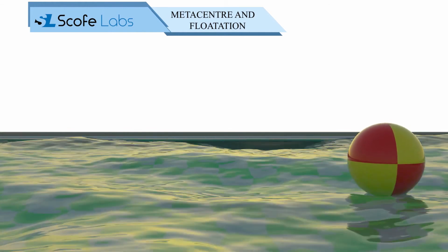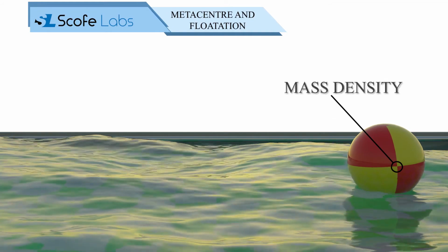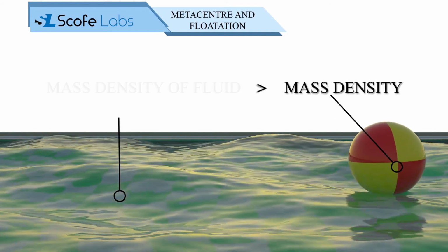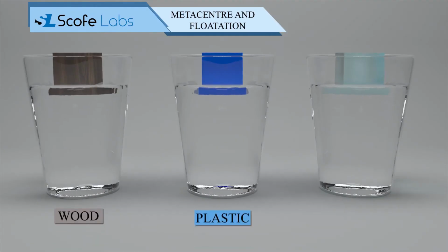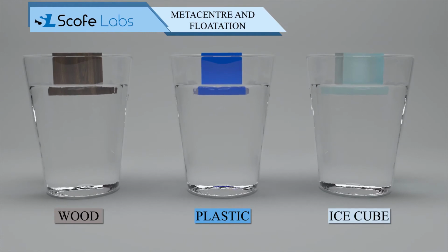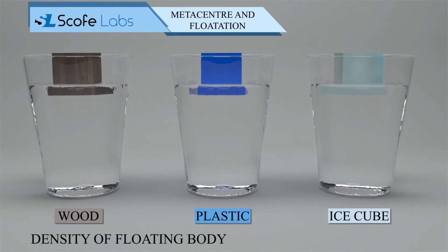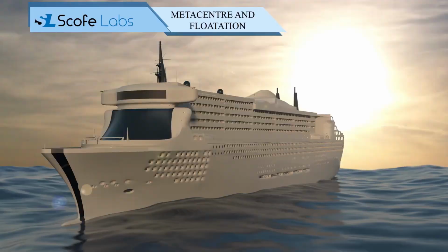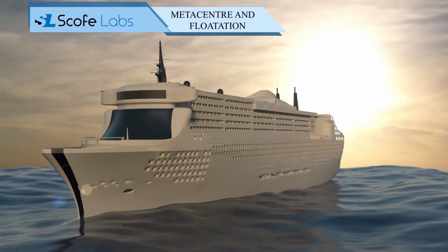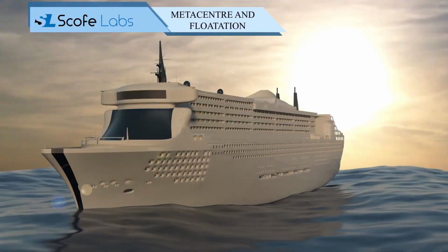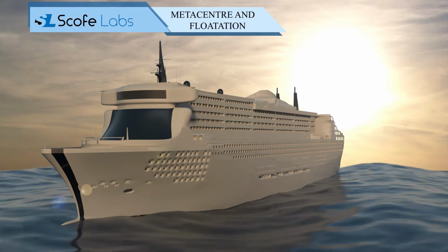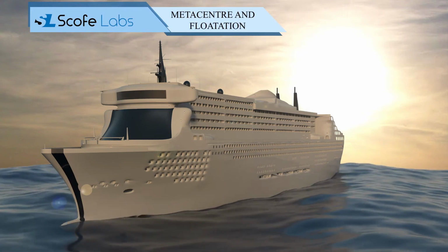As we know, a body floats on water because its mass density is lower than the mass density of the fluid. Wood, plastic, and ice cubes are examples wherein densities of floating bodies are lower than the density of the fluid. A body also floats on water when the weight of the fluid displaced by the immersed body is equal to the weight of the body, as in the case of boats and ships.